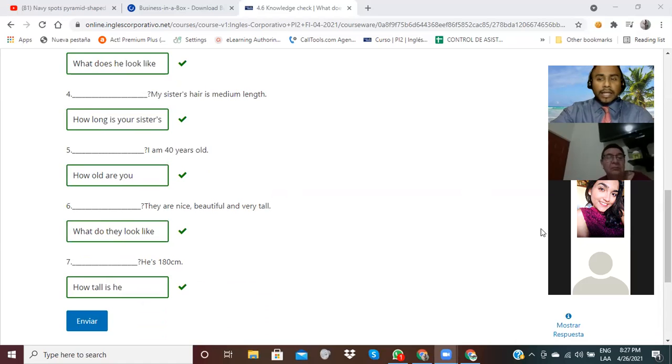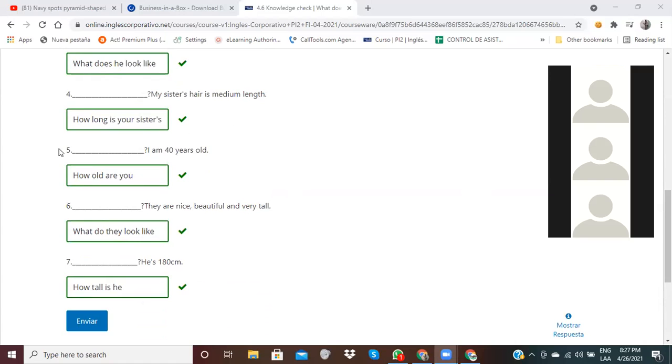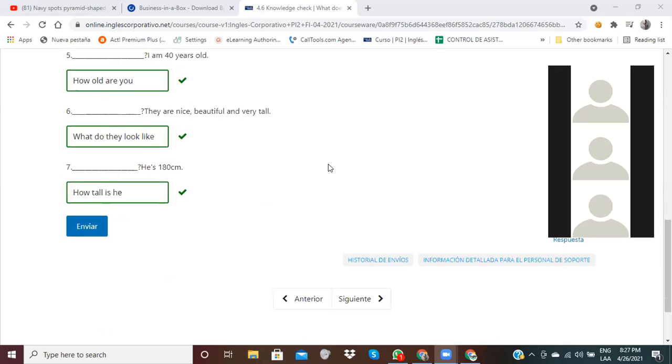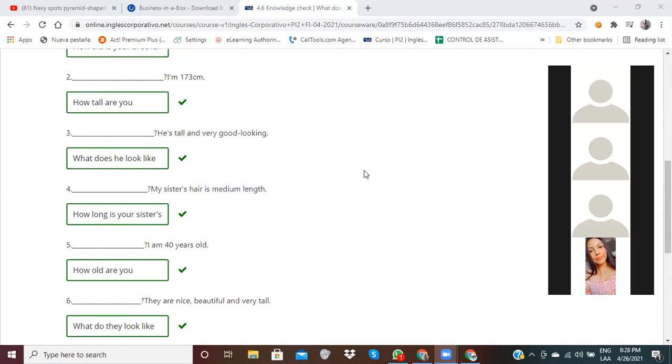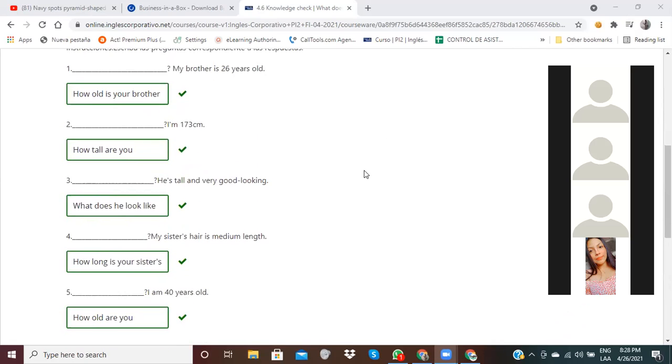Perfect. Kathy Cines, the next one, please. How old are you? I am 40 years old. Perfect. Nubia, number six. What do they look like? They are nice, beautiful, and very tall. Excellent. Gabriela, number seven. How tall is she? He's 180 centimeters. Centimeters, very good. All right, does anybody have any questions related to this section? No, teacher. All right, let's move forward.